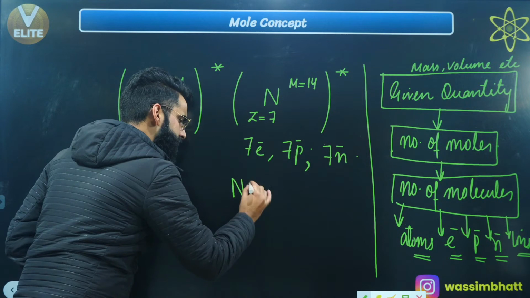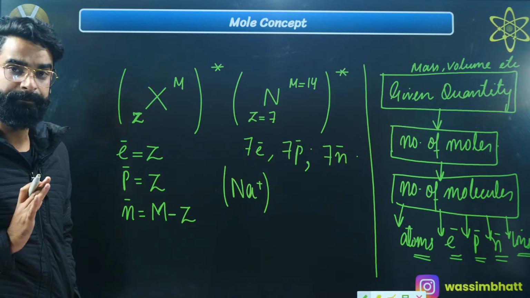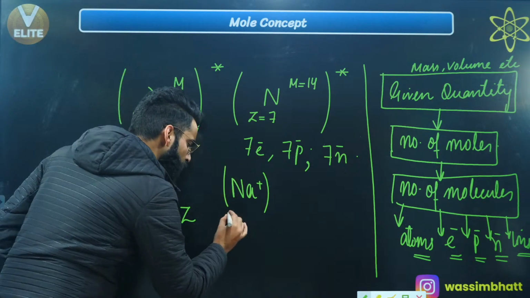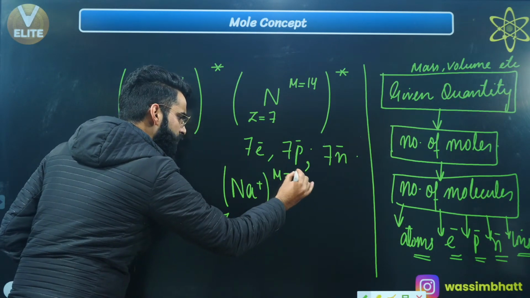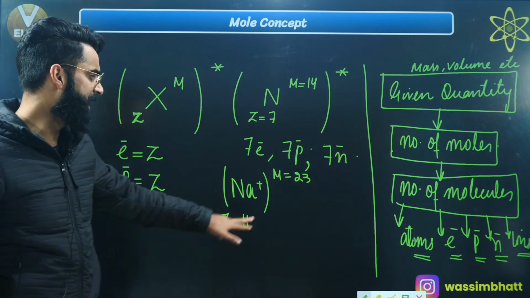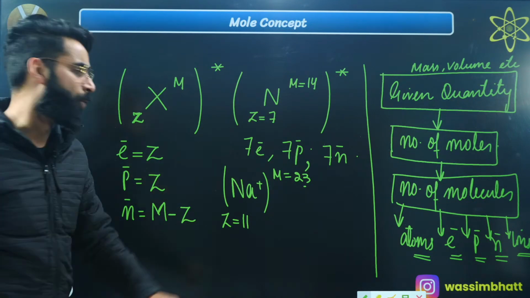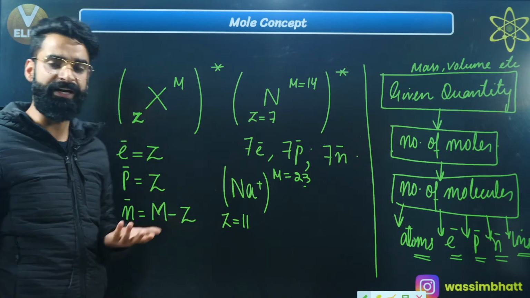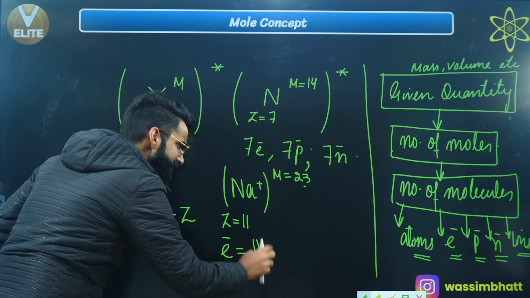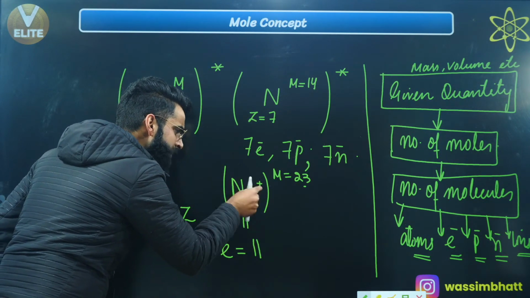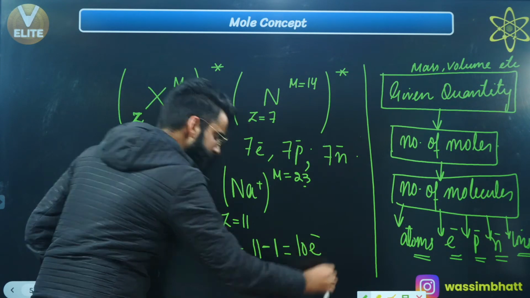Let's say I'm writing Na positive, since there is a positive charge on this sodium, right? Okay. Now have a look. If I ask you what is the atomic number of sodium, you all must be knowing it's 11. If I ask you what is the mass number, the atomic mass of this sodium, you'll say 23 u, right? Atomic number 11, mass number 23, okay? Now, if I ask you how many electrons will be there in one Na positive, you'll say the number of electrons in one Na positive will be 10. Since there is 1 unit of positive charge, that means this sodium has lost 1 electron. So 11 minus 1 comes out to be 10, right?